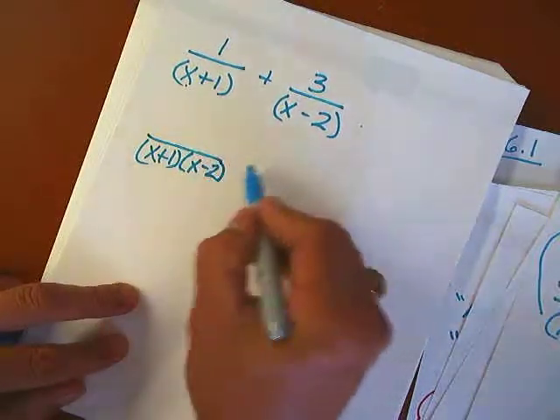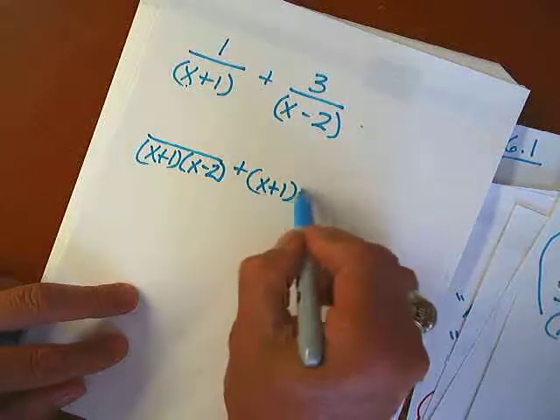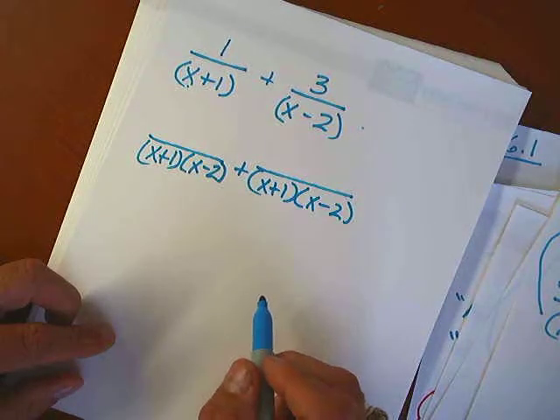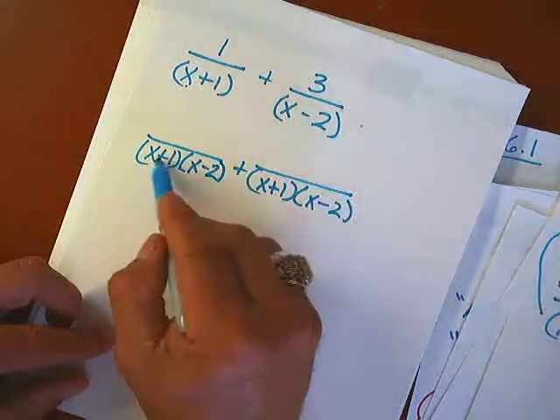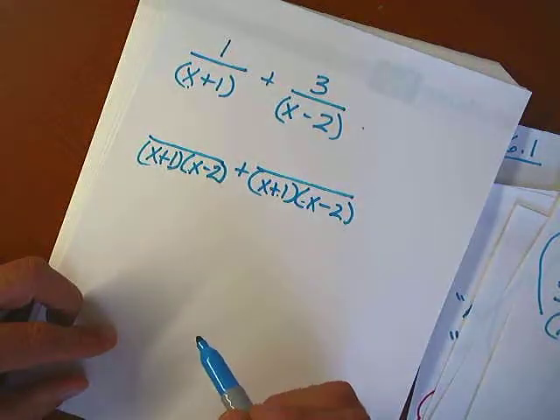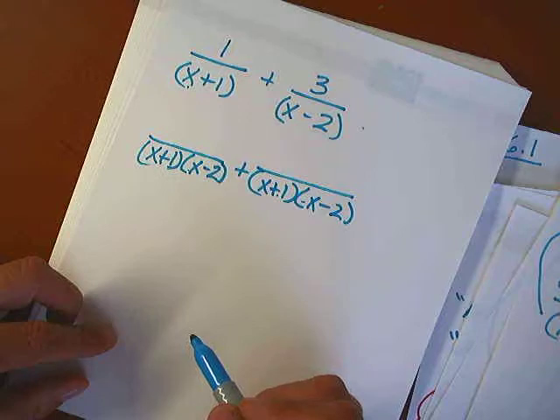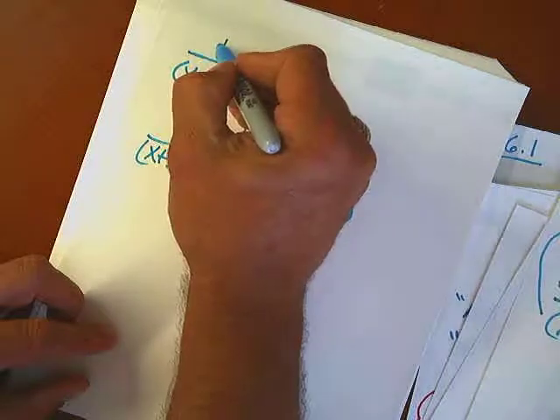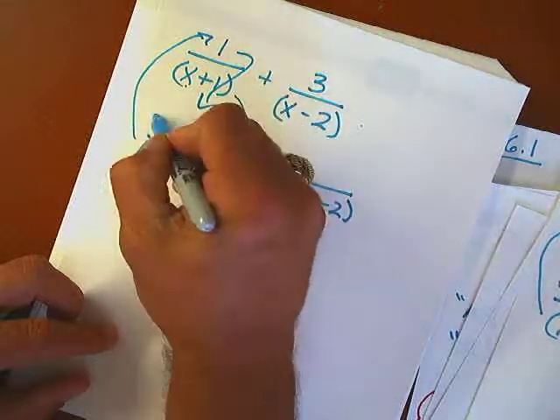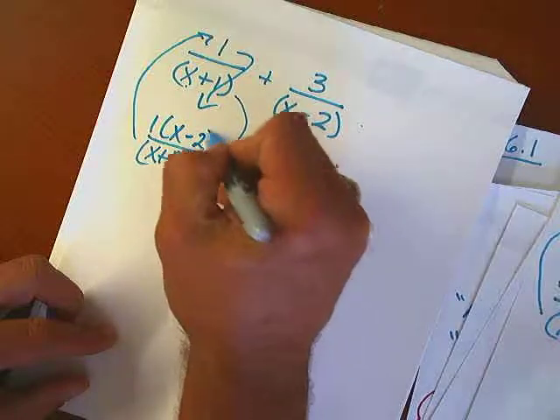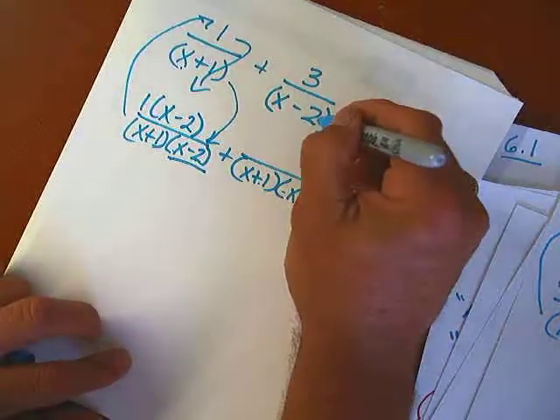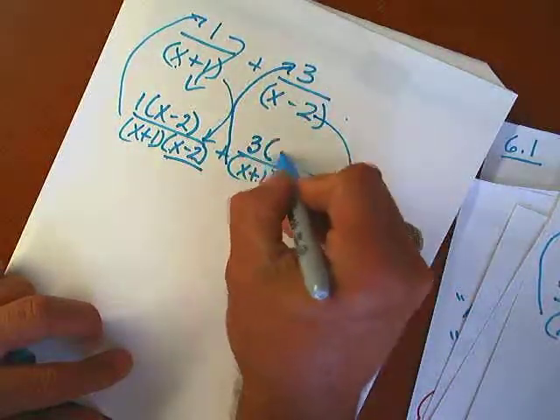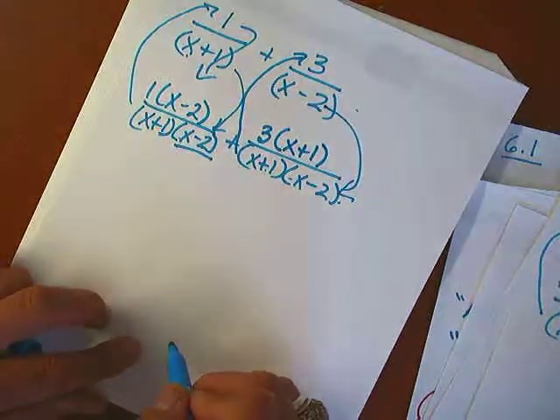1 over x plus 1 plus 3 over x minus 2. Now these two have nothing in common. Yeah, they have x in common, but they're married. So these two have nothing in common with these two. So you put them together. X plus 1 times x minus 2. That is the common denominator, just like your 21 or your 14. You have a 2 here and a 7 here, then your 14 is your actual common denominator.